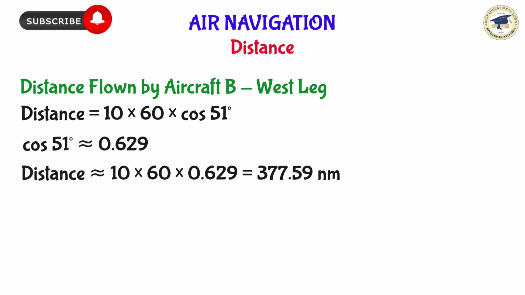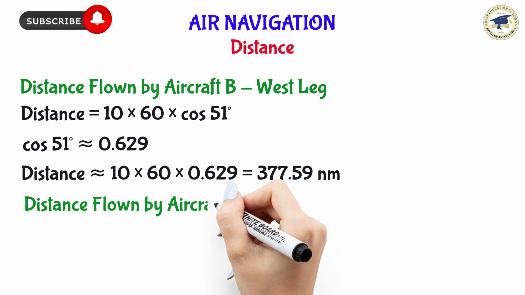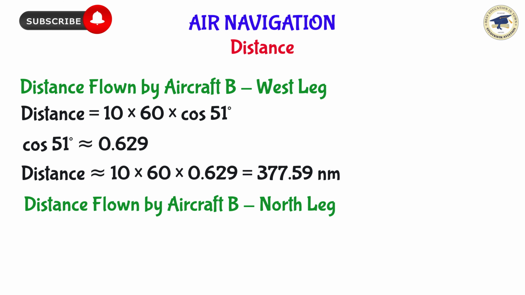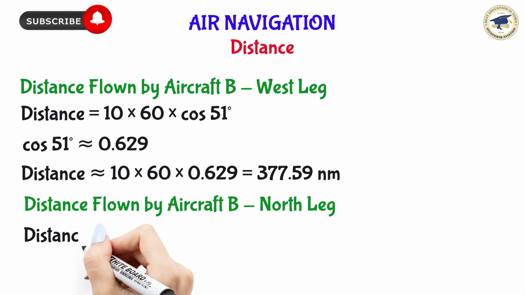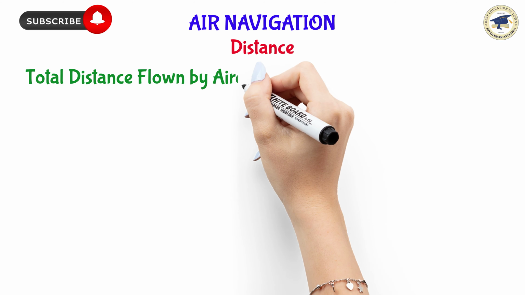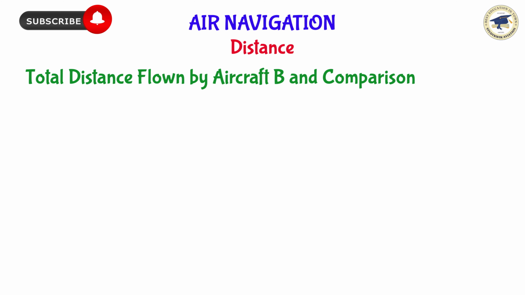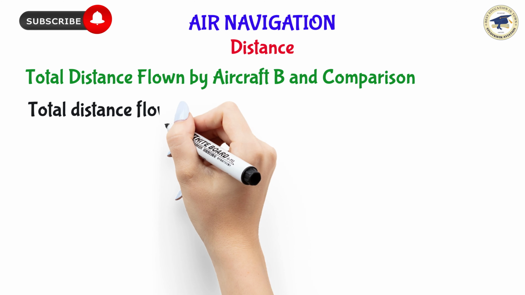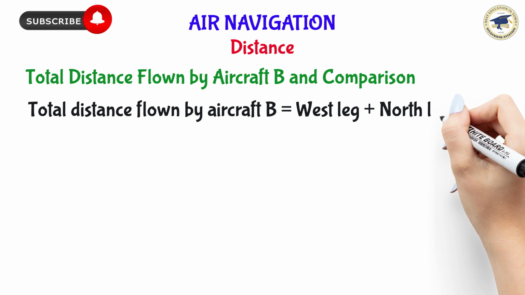Next, aircraft B changes direction and flies north, from 51 degrees north to 56 degrees north. The difference in latitude is 5 degrees. Since 1 degree of latitude equals 60 nautical miles, the distance flown is 5 times 60, which equals 300 nautical miles. The total distance flown by aircraft B is the sum of the west leg and the north leg, which is 377.59 plus 300. Giving 677.59 nautical miles.